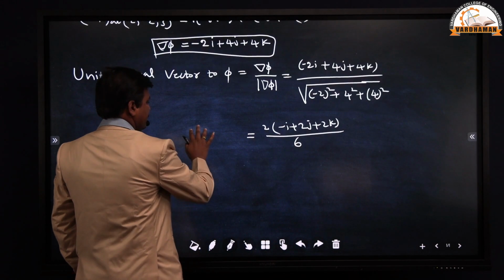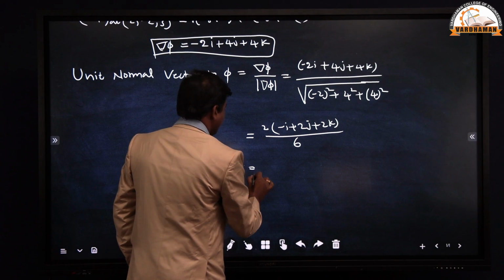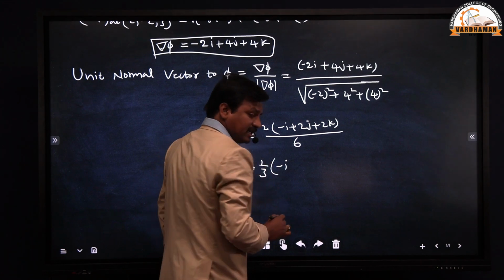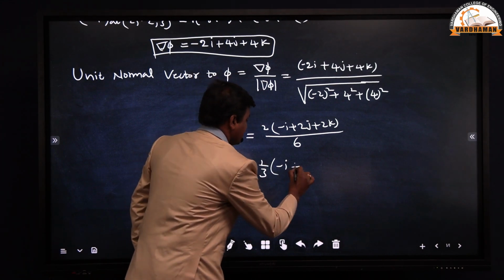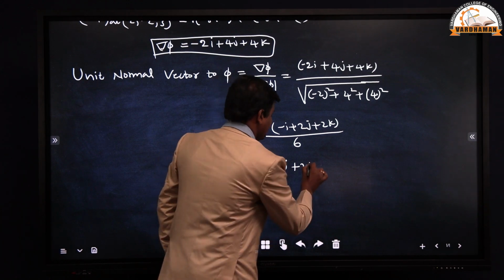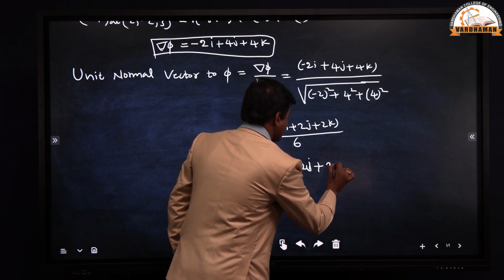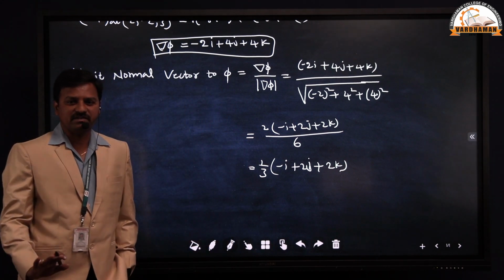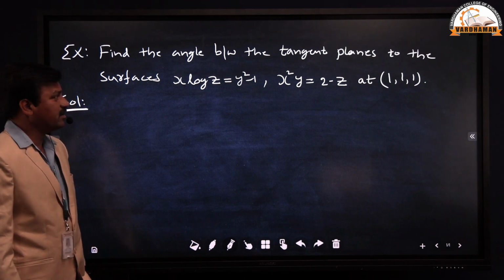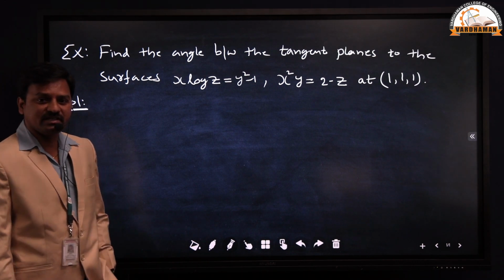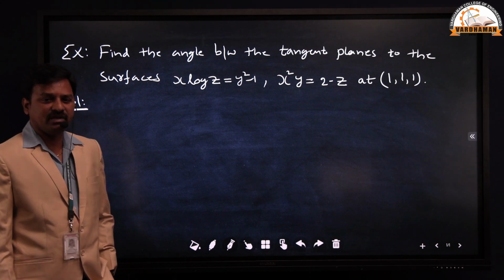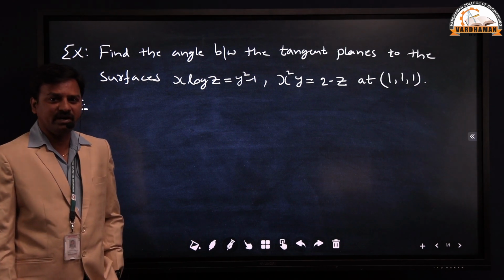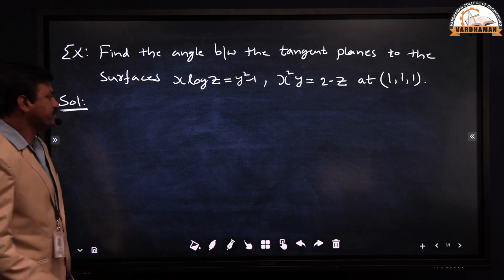So, this equal to 1 by 3 into minus i plus 2j plus 2k, which is the unit vector normal to the surface. Next example, find the angle between the tangent planes to the surfaces x log z equal to y square minus 1 and x square y equal to 2 minus z at the point 1, 1, 1.